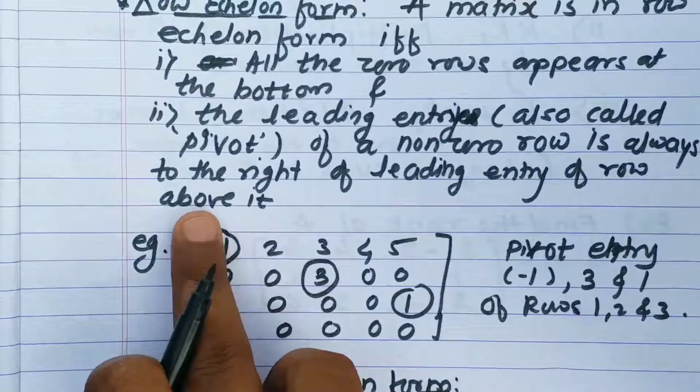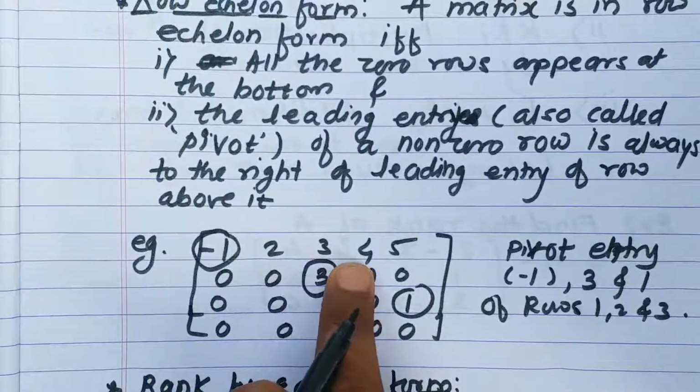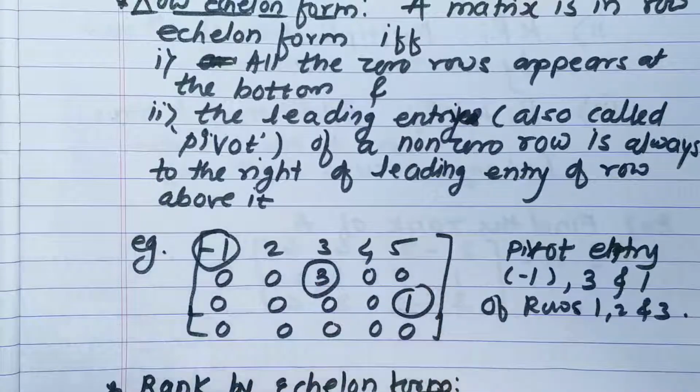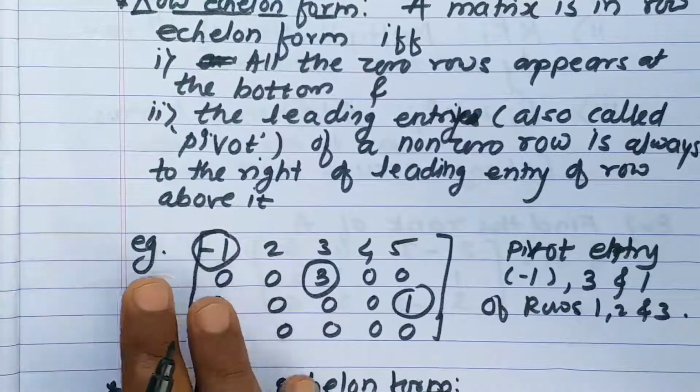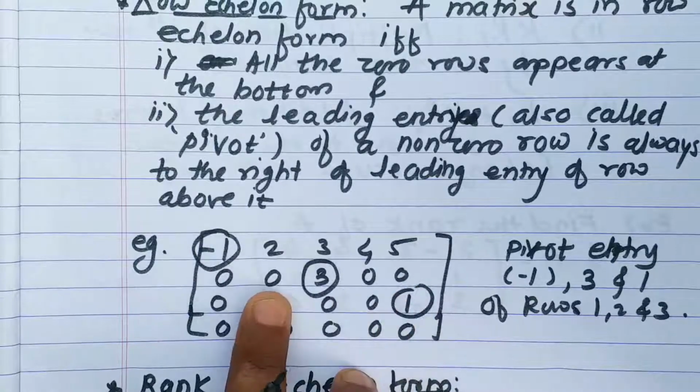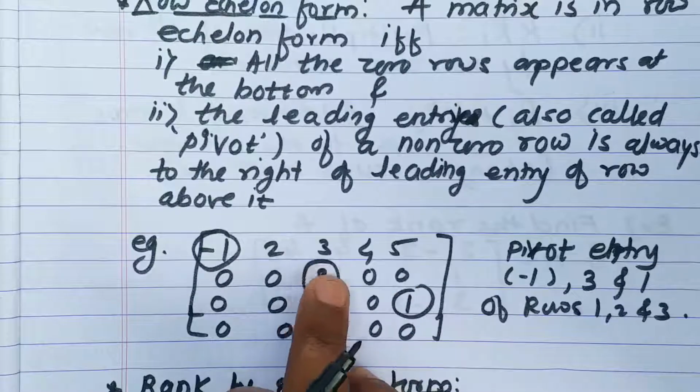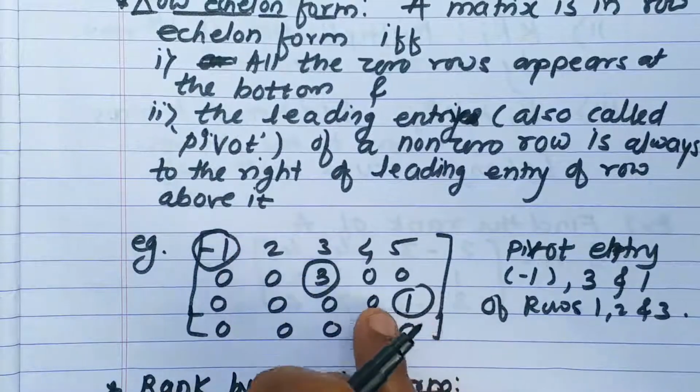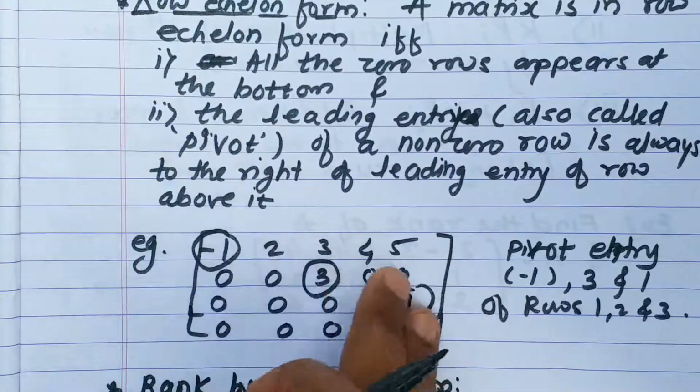Row 1's pivot entry is minus 1. This is the pivot entry of the second row. This is the pivot entry of the third row. Okay, and you must have this situation, meaning this pivot entry cannot appear to the left of this pivot entry of the above row.